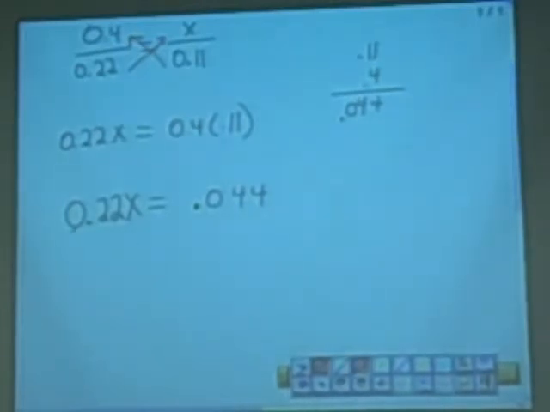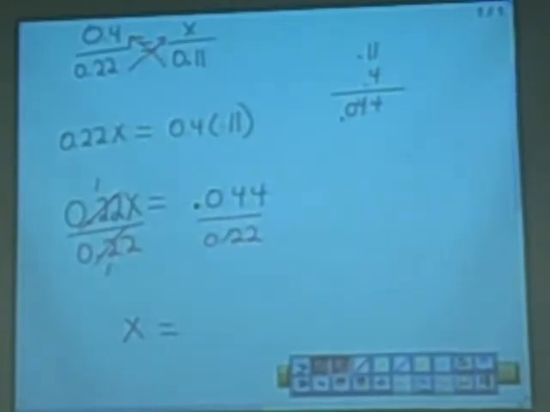All right, now what do you think we would do? Divide, right. Divide 0.22, and at that point, these two cancel, they go to 1. So that's actually a 1x there.